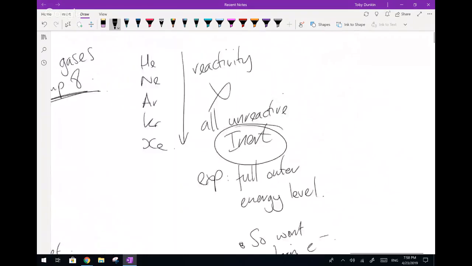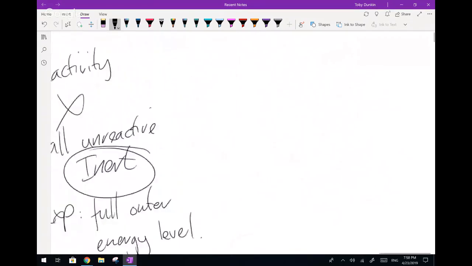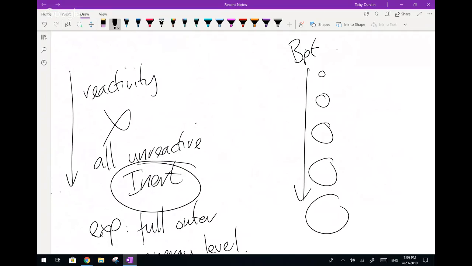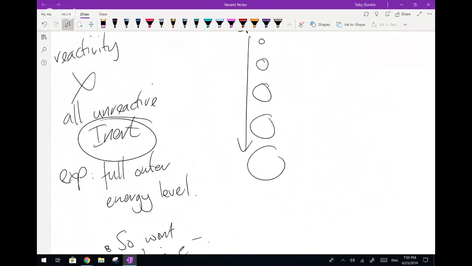Cool. Okay, next one, boiling point. They are all gases at room temperature. So this is boiling point. And of course, the great thing is, look at the atoms. They're getting larger. So Superman kryptonite.